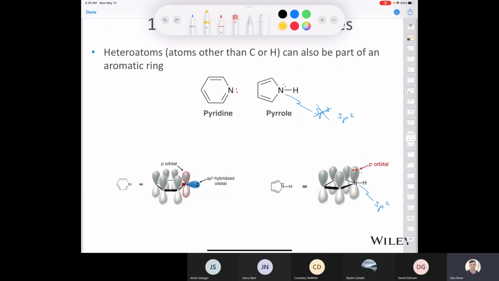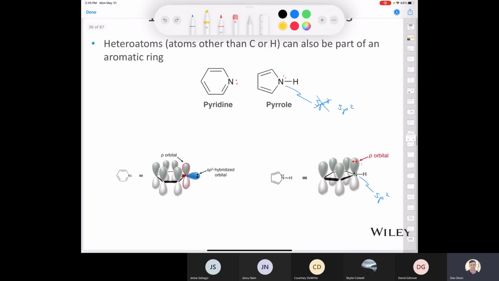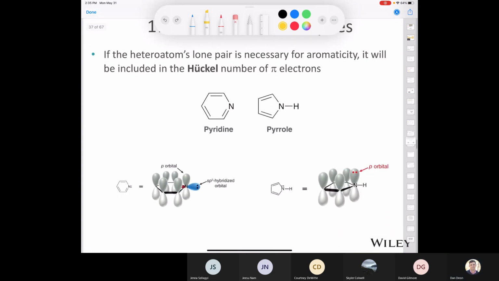So again, both of these molecules, pyridine and pyrrole, are aromatic. However, the reasoning is quite a bit different. The lone pair on the nitrogen in pyridine is not involved in aromaticity. However, the lone pair here goes into a p orbital to render pyrrole an aromatic molecule. Kind of interesting, huh? And these are specific examples that you need to know. Again, the heteroatom's lone pair is necessary for aromaticity, and if it is necessary, it's going to be included in the Huckel number of pi electrons. This is just a politically correct way of saying that the lone pair will do whatever it's got to do to render the molecule aromatic.